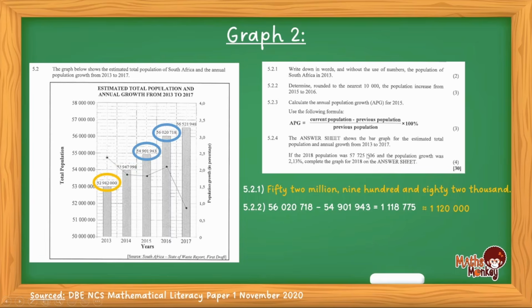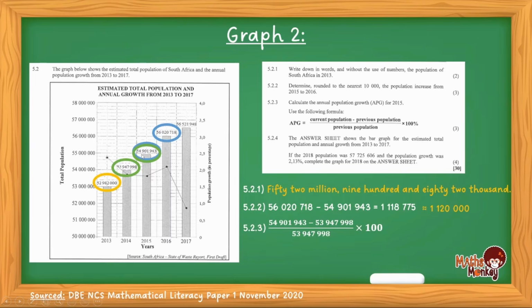5.2.3 states, calculate the annual population growth for 2015 using the following formula: the current population minus the previous population, over the previous population, times 100. So this already should be ringing bells that this is actually the population growth in percentage, right? What they want you to calculate for 2015 is the percentage growth from 2014 to 2015. The current population in your formula would then be this value, and your previous would be the year before.